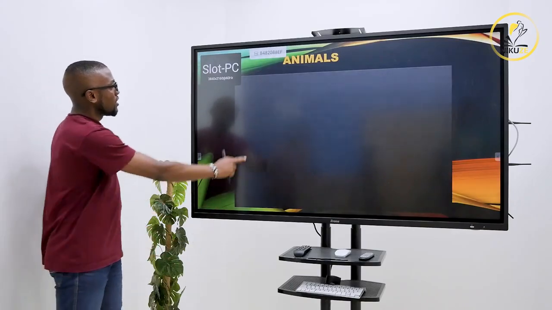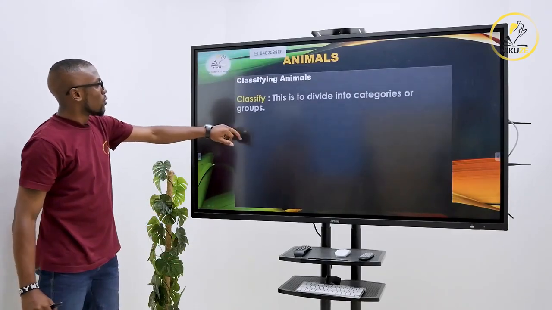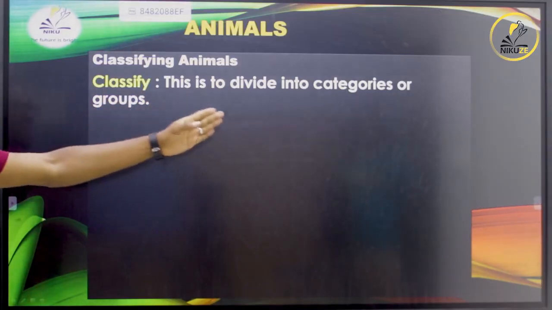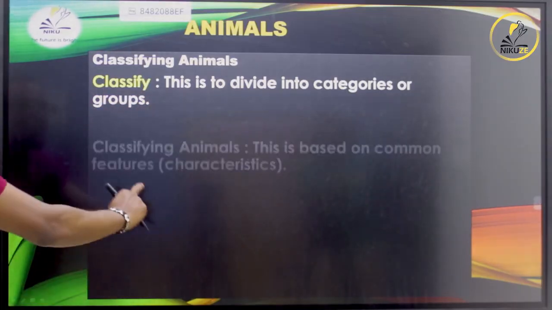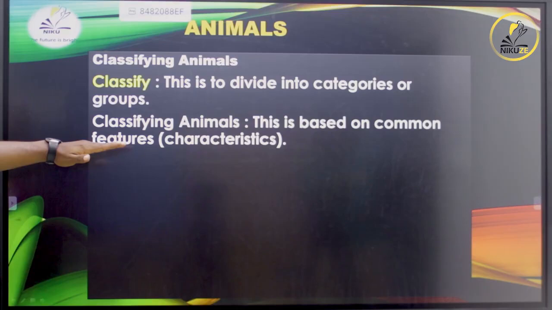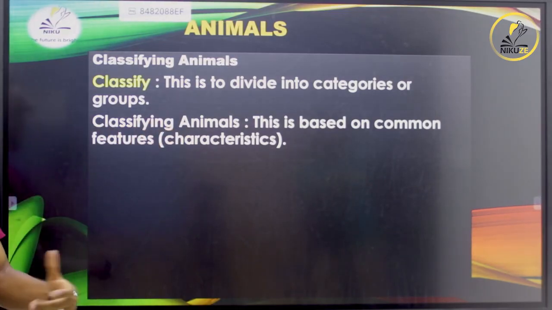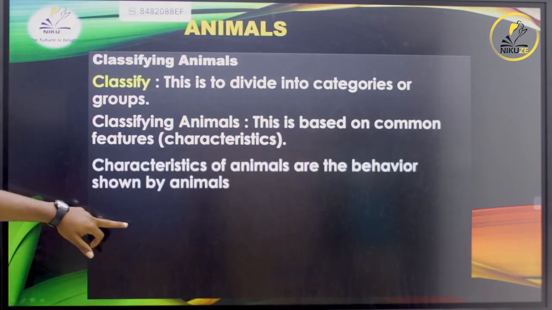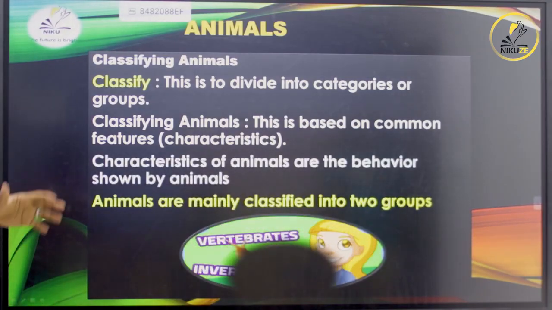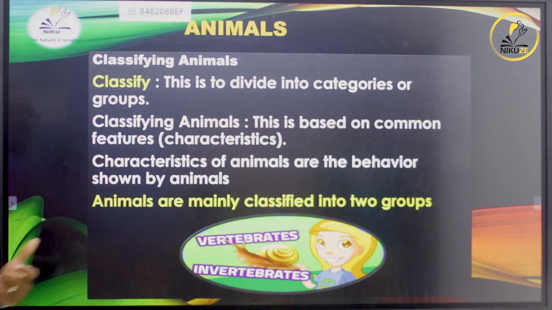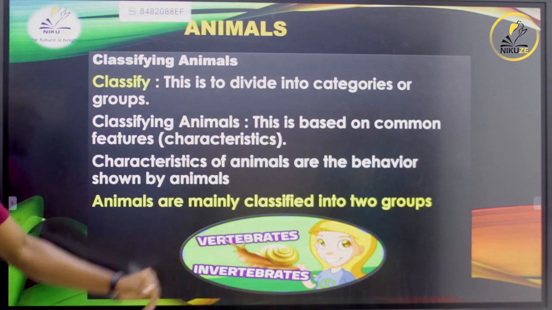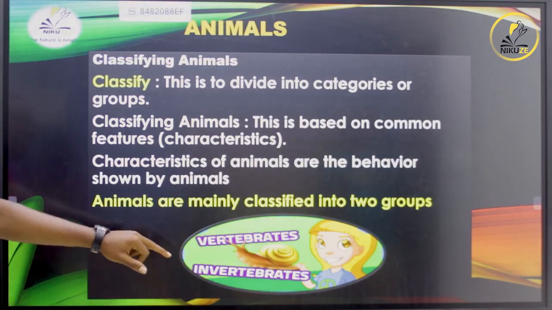In this case, we have the term classifying animals, which I have already explained, that this is to divide into categories or groups. This is based on common features or characteristics of particular animals. Characteristics of animals are the behavior shown by animals. Animals are mainly classified into two groups: the first group is the vertebrates and the second one is the invertebrates.